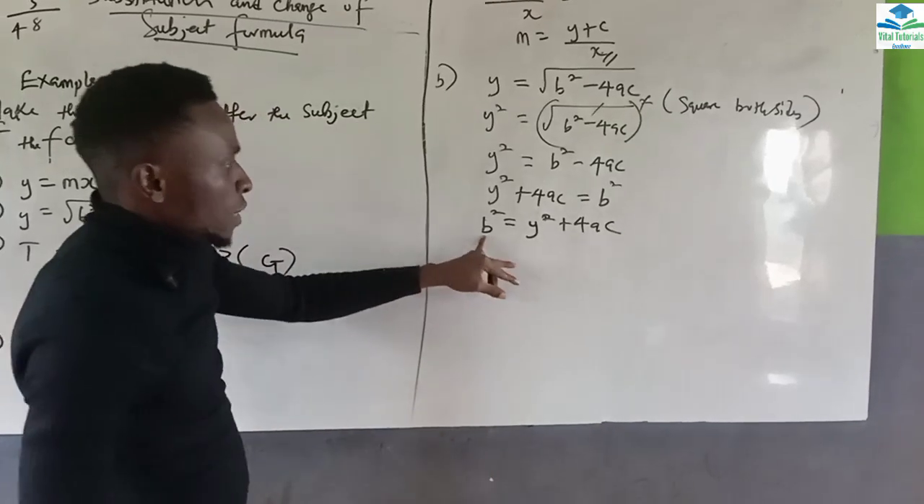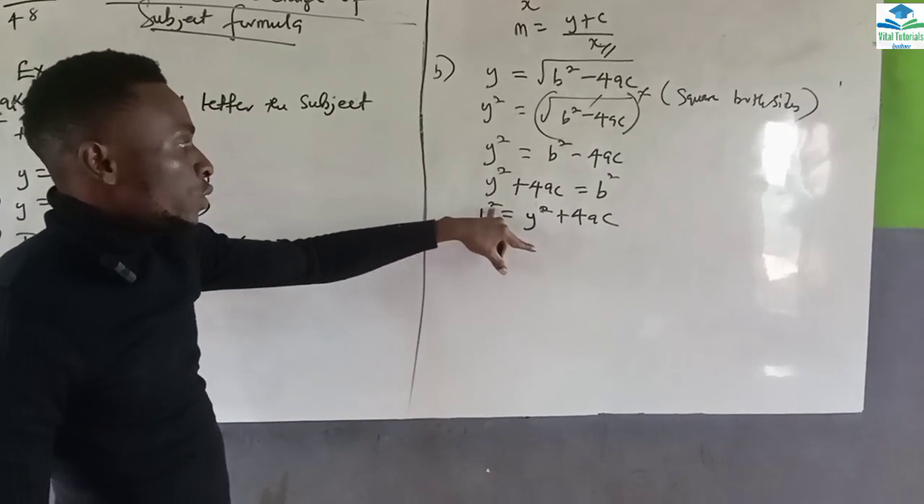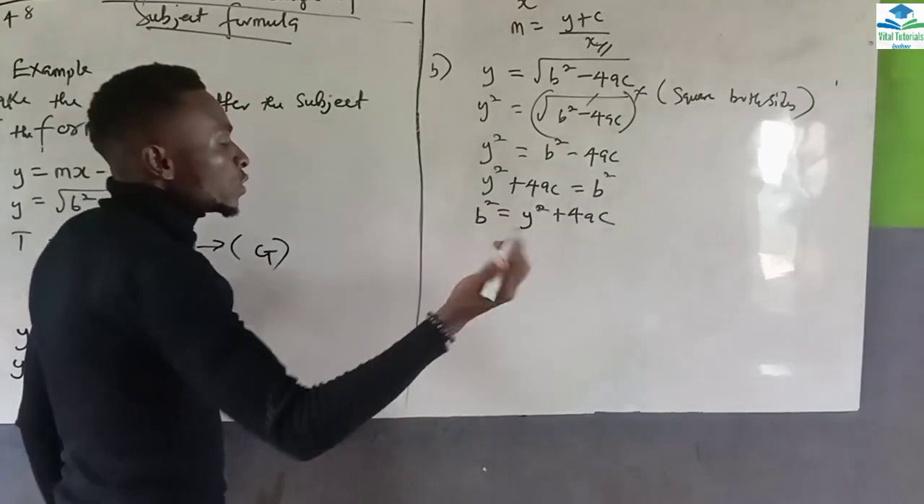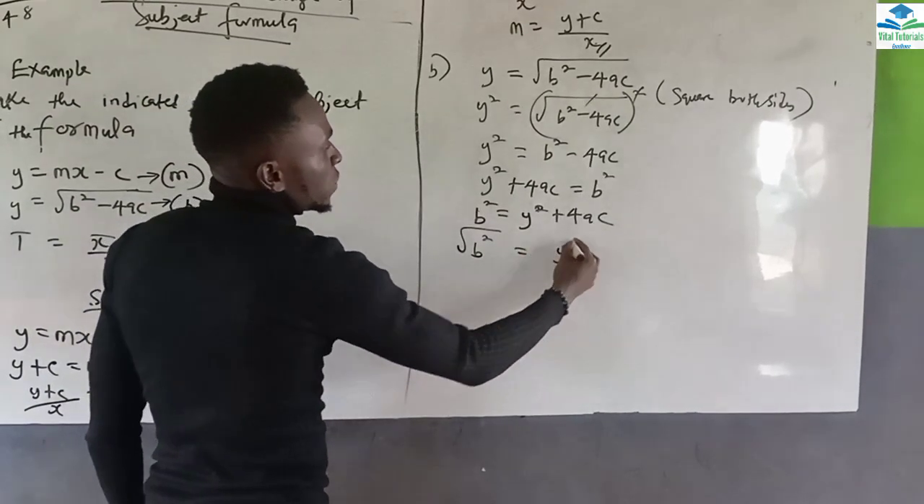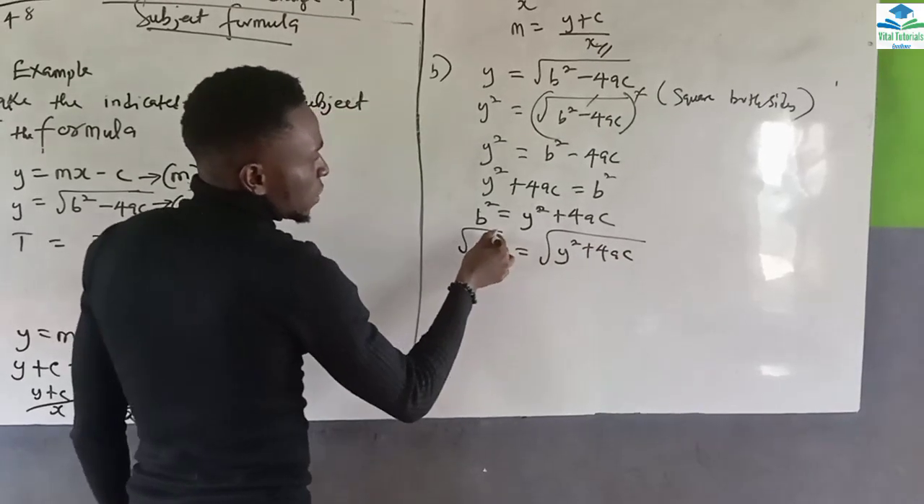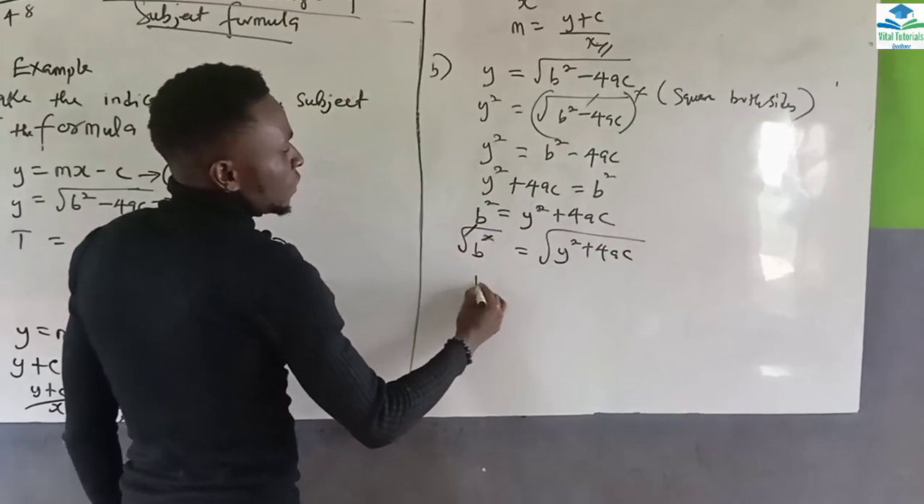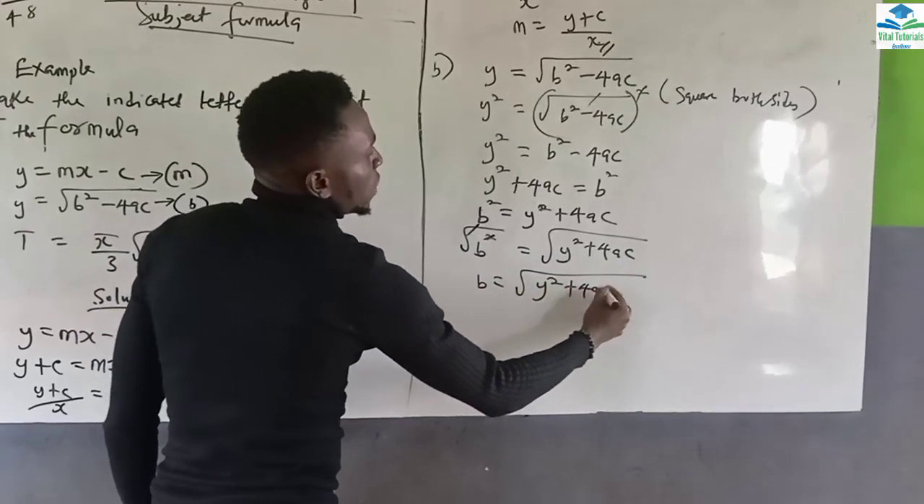You can see that we have b squared here, but we don't want b squared to be the subject of the formula. I want only b. So remove this square here. You say take the square root of both sides. That is the square root of b squared, then you put the square root of y squared plus 4ac. This square and this square root cancel out. You have b equals the square root of y squared plus 4ac.